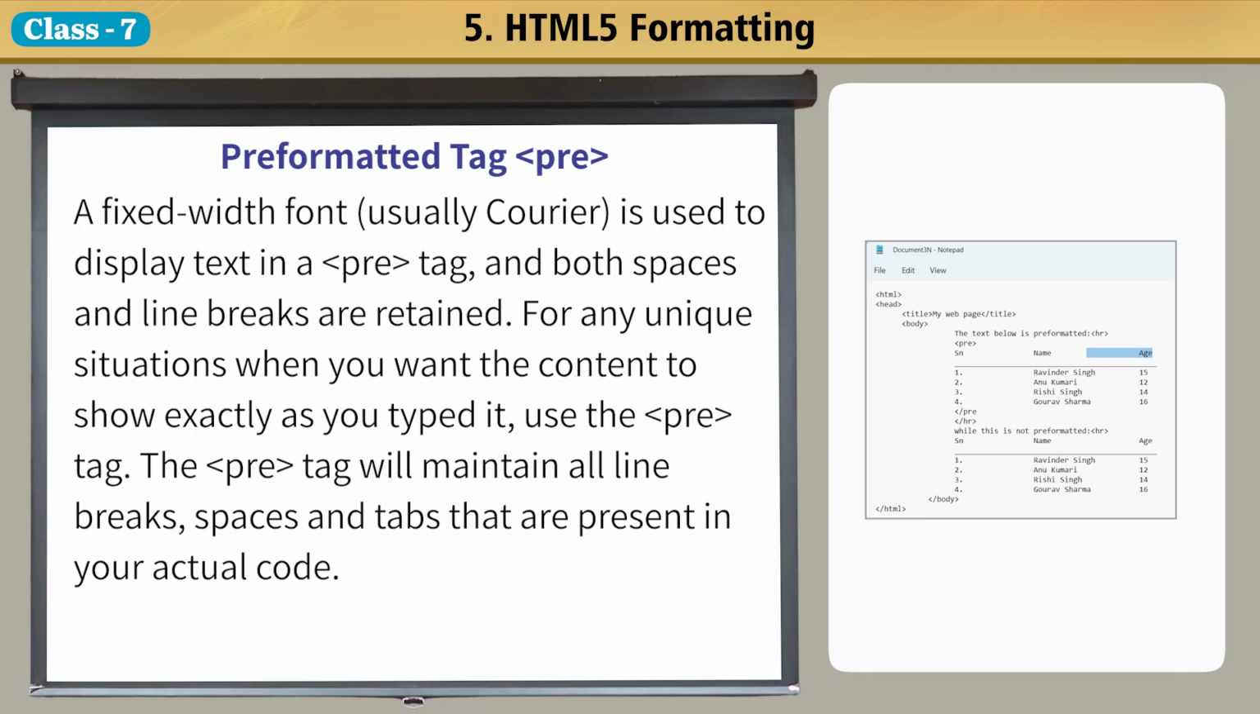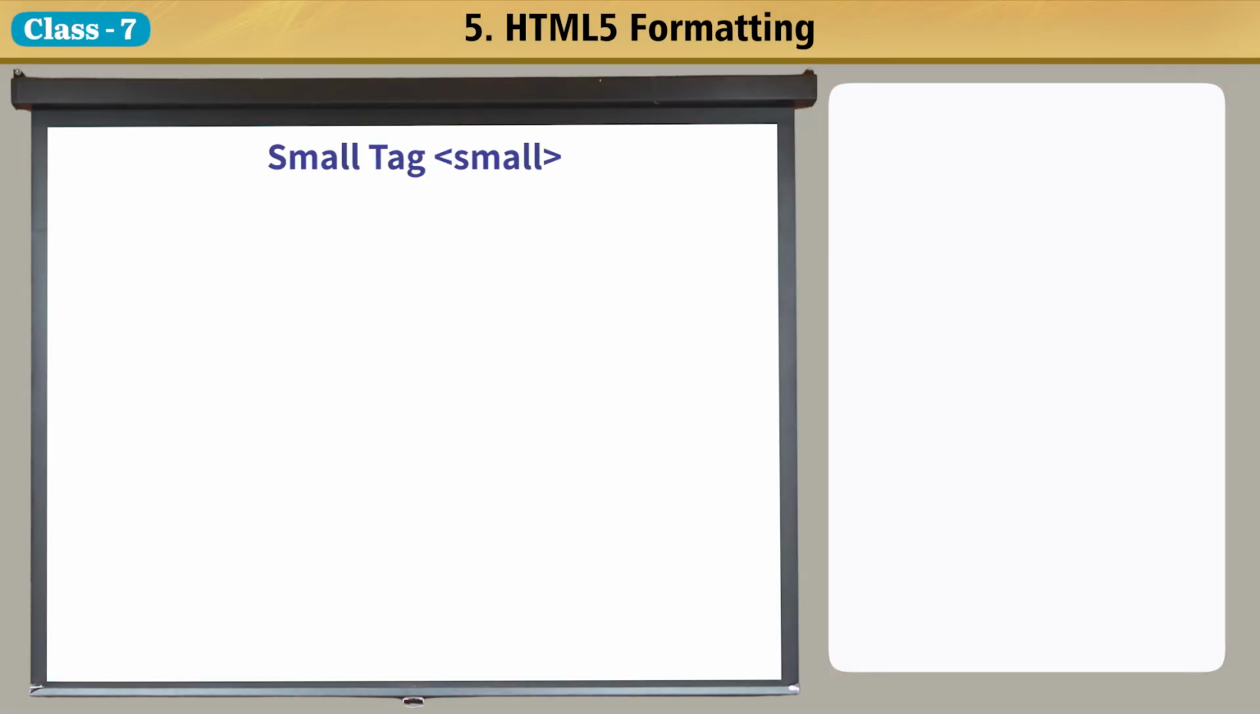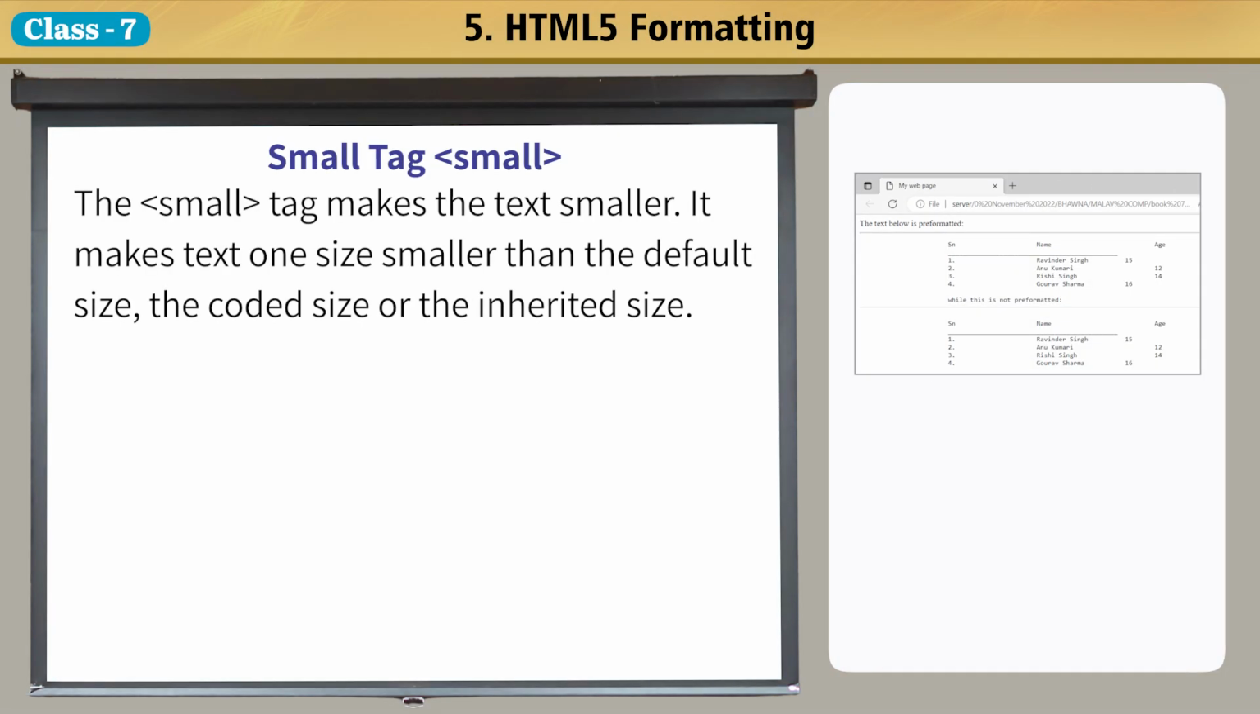The preformatted tag will maintain all line breaks, spaces and tabs that are present in your actual code. Small tag. The small tag makes the text smaller. It makes text one size smaller than the default size, the coded size or the inherited size.